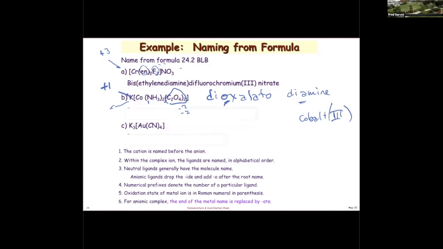Remember that ammonia is neutral. The amine ligand is a neutral ligand. And how do you know that? It doesn't end in an O, like oxalato.